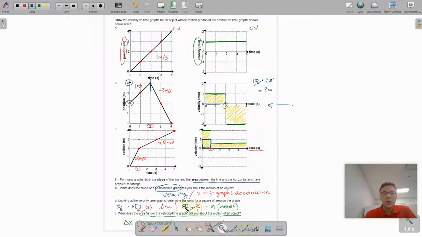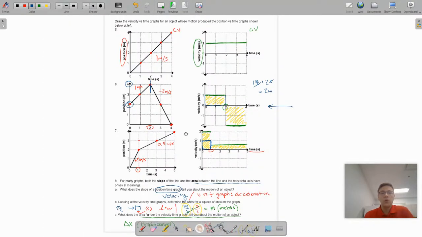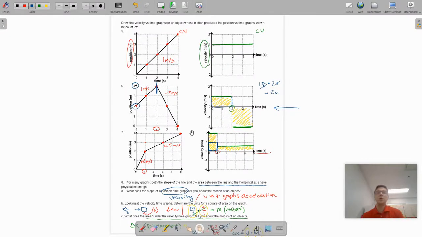All right, so that'll do it for constant velocity particle model worksheet number 2. Make sure to ask any questions you might have when you get back in class.